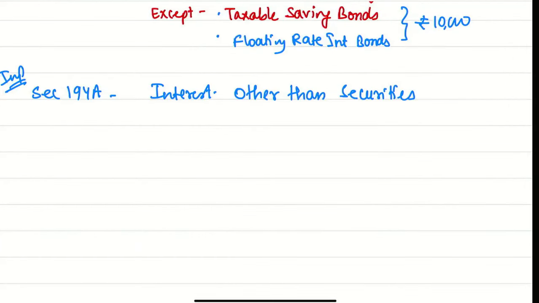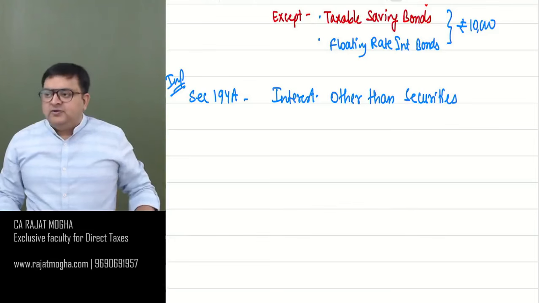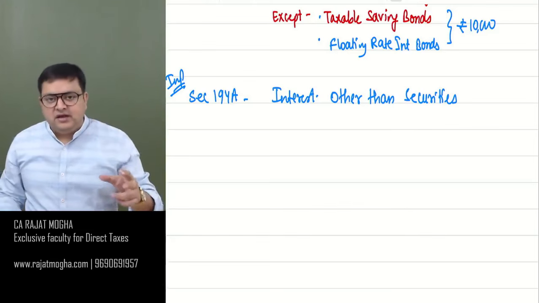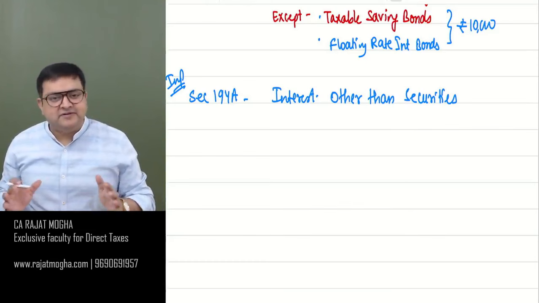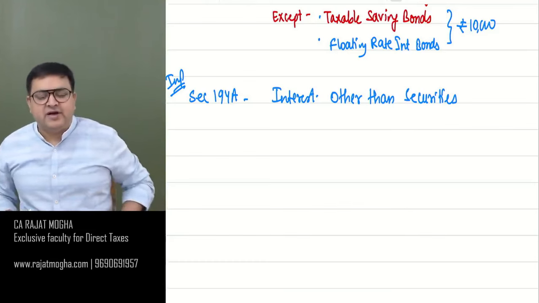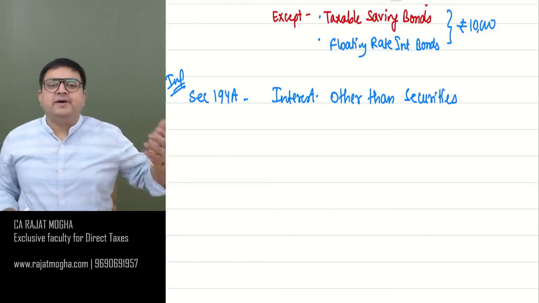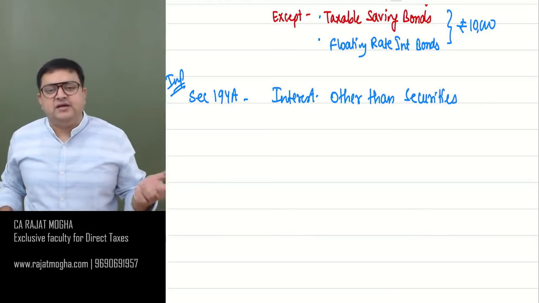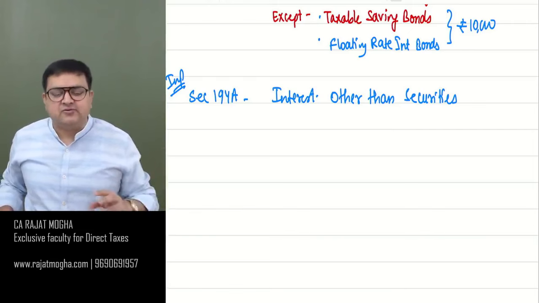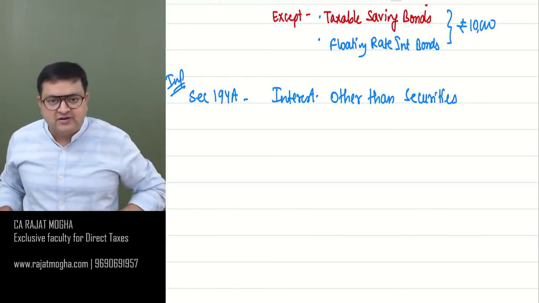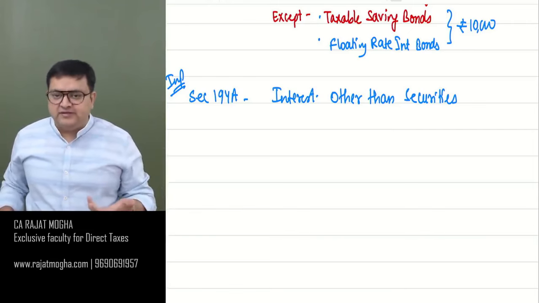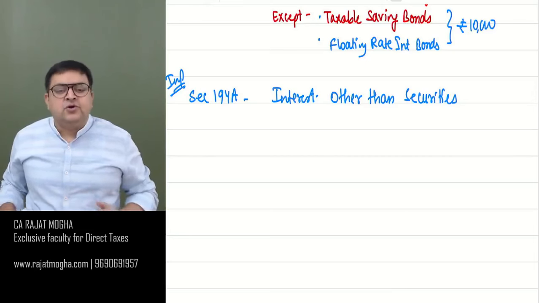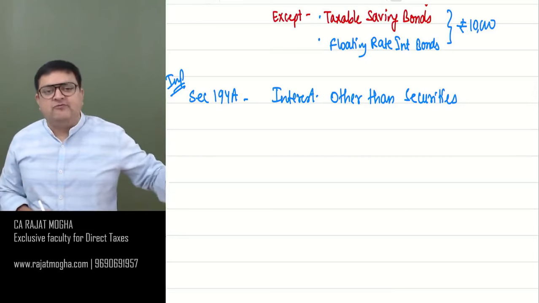Interest other than securities. Let's say you are receiving interest and you have not purchased securities, but still you are receiving interest. Why? Because you might have deposited money in the bank. So you are getting saving interest, FD interest, or other interest from banks, financial institutions, post office, etc. That is not interest on securities. That is other interest. Also, let's say you have given a loan to someone.